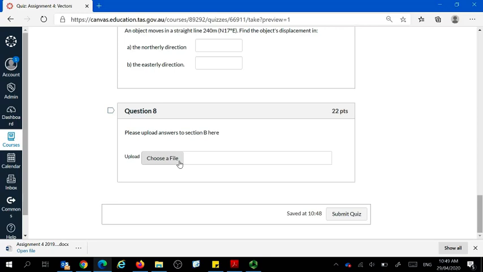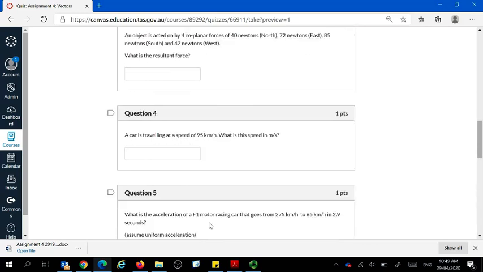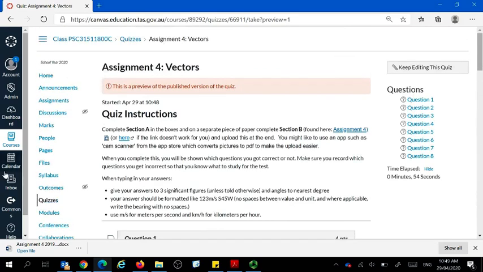Now, with the scanning, I recommend just downloading an app like CamScanner or something like that. There's heaps of them on the App Store, so that you just take a photo of the page and it converts it to PDF, and that makes it a lot easier for your teachers to download and print. So please do that assignment. I will write down the due date on the Canvas page somewhere as well.